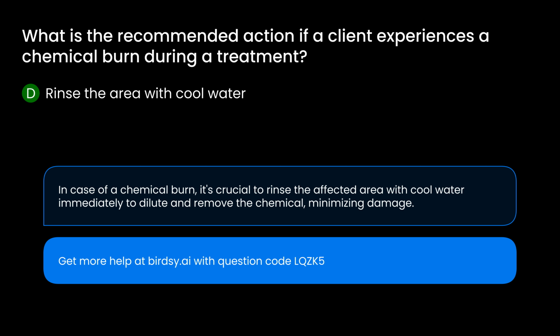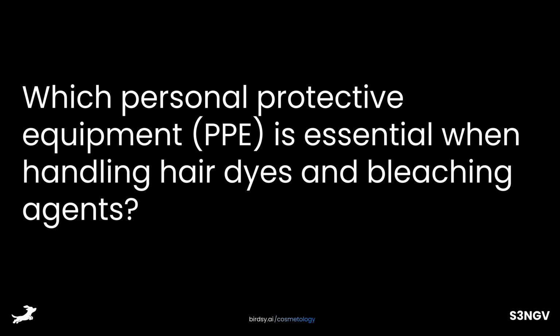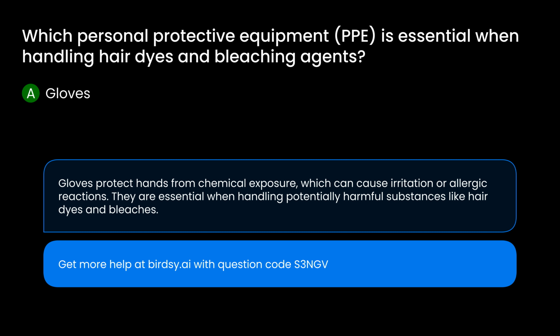In case of a chemical burn, it's crucial to rinse the affected area with cool water immediately to dilute and remove the chemical, minimizing damage. Which personal protective equipment is essential when handling hair dyes and bleaching agents? Is it A, gloves, B, face shield, C, apron, or D, safety goggles? The answer is A, gloves. Gloves protect hands from chemical exposure, which can cause irritation or allergic reactions. They are essential when handling potentially harmful substances like hair dyes and bleaches.